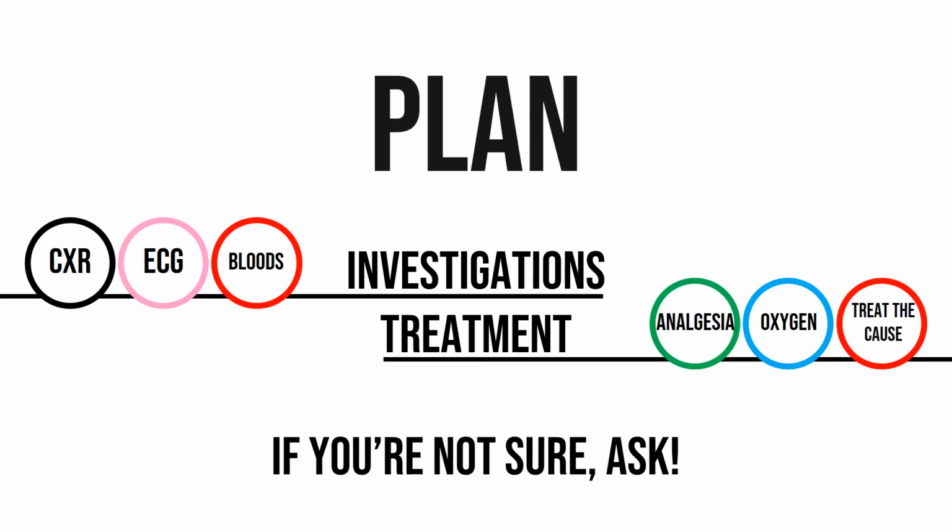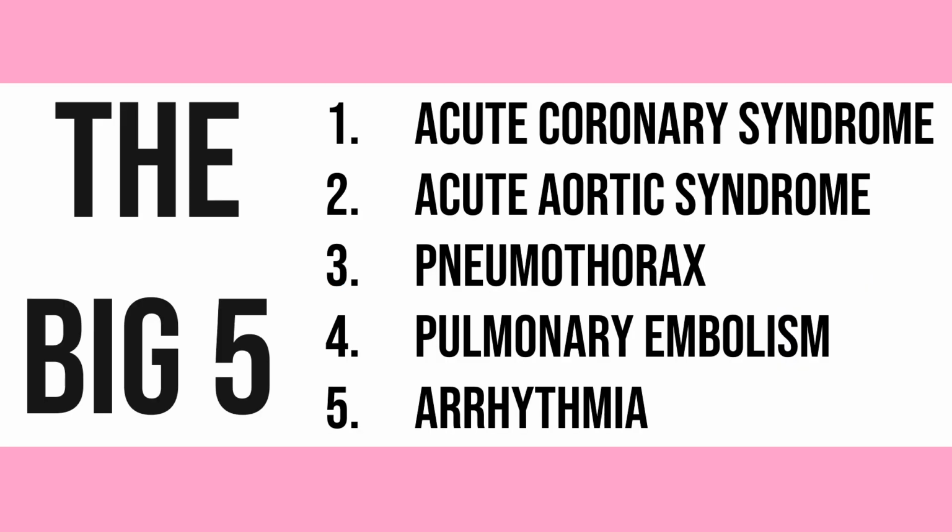Split your plan into investigations and treatment. Provide analgesia early for your patient. One of the best things about working in A&E is that there's usually someone nearby who's seen several patients like yours in the past and who can give you good advice. So ask for help if you're not sure. I hope you've got a good idea of the structure of a history and exam so far for chest pain.